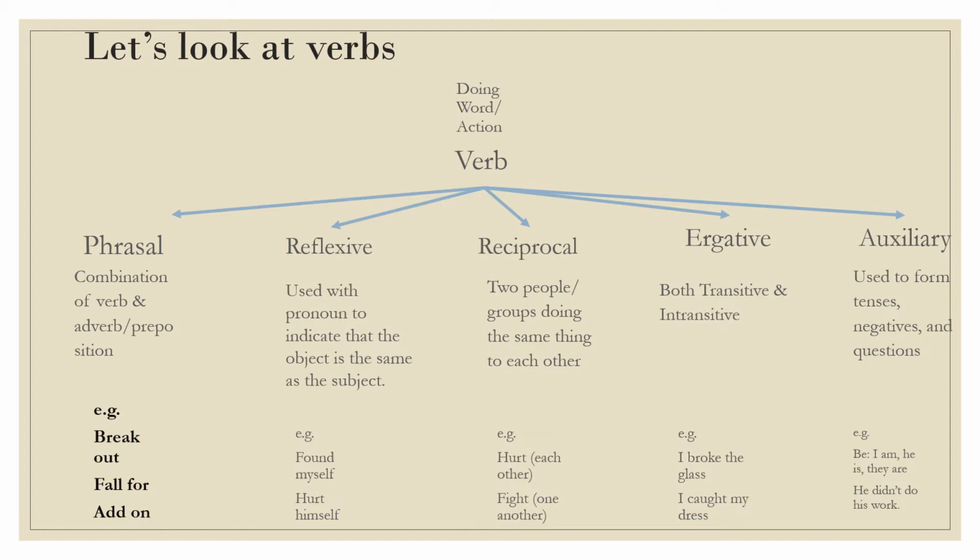For example, I broke the glass. Okay, broke being your verb. I caught my dress, caught being your verb. And then auxiliary, I said, is used to form tenses, negatives, and questions. You might use an auxiliary verb so much already without even knowing.